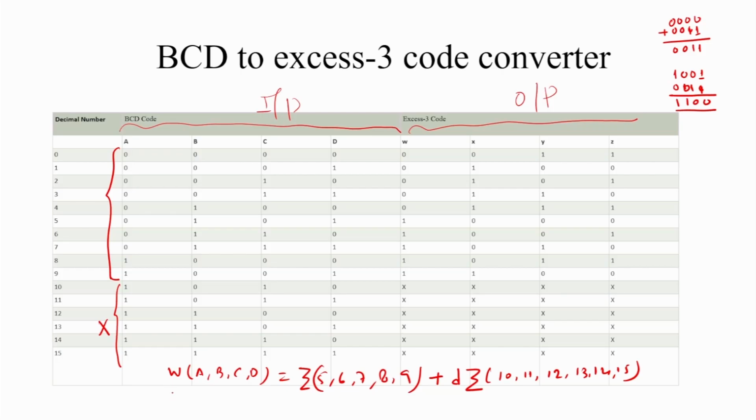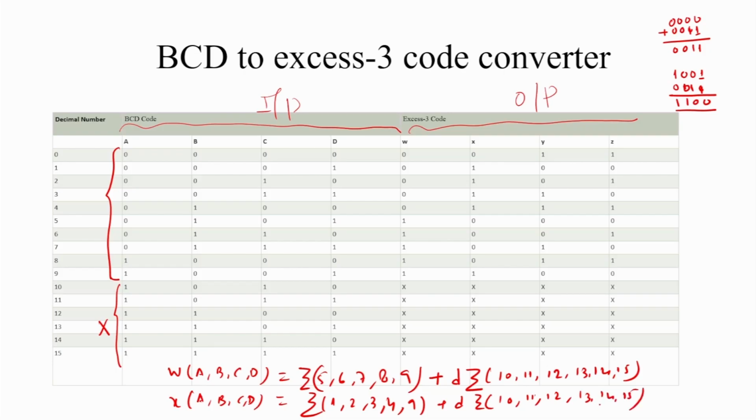Similarly, the output X of A, B, C, D is written as summation of the positions in the BCD code where X is 1. The BCD codes equivalent to 1, 2, 3 and 4 are written as 1, 2, 3, 4, and then 9. Plus the don't cares, which are the summation of 10, 11, 12, 13, 14 and 15.